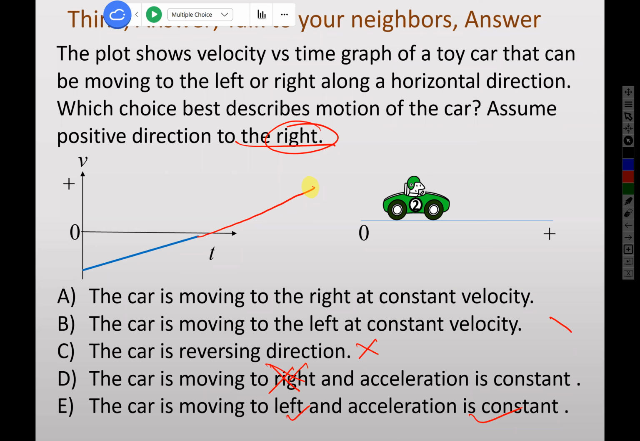Think about this. Let's see if I can show you here. So this is a rod and I have a car.